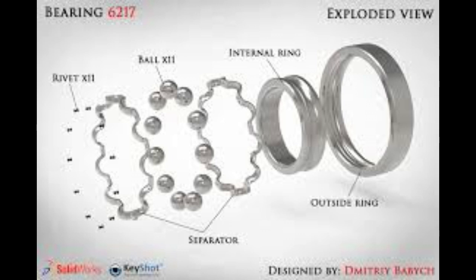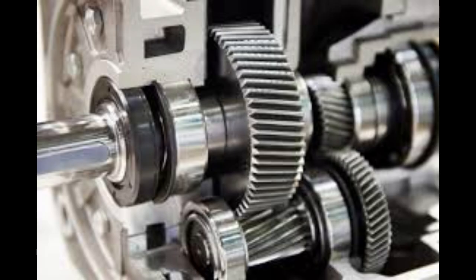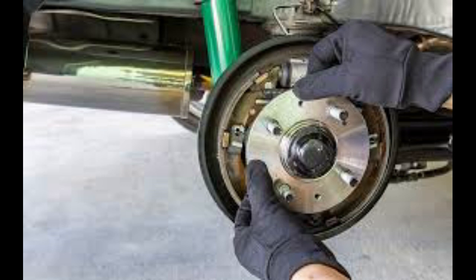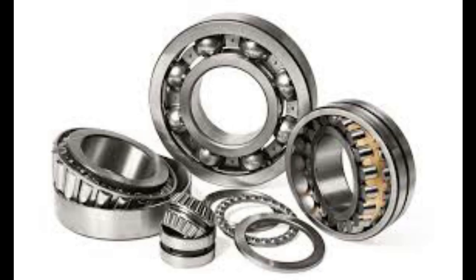They can be found in many applications, such as electric motors, gearboxes, vehicle wheels, and many others. Their role is crucial in ensuring the proper functioning and longevity of machines. There are different types of bearings adapted to each specific need. The most common are ball bearings, but there are also cylindrical, tapered, or spherical roller bearings.